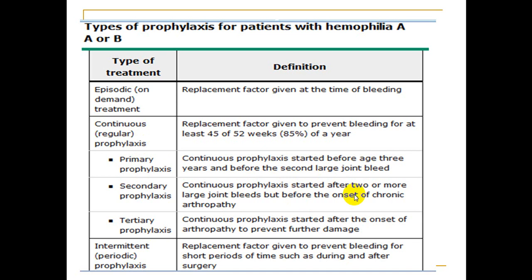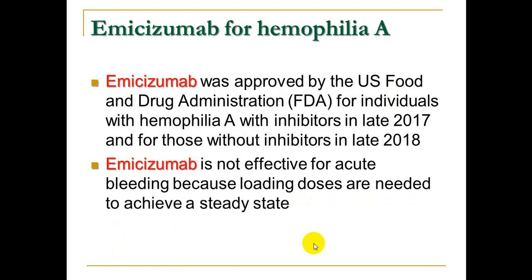Continuous prophylaxis started after 2 or more large joint bleeds, but before the onset of chronic arthropathy. Tertiary is usually after the start of chronic arthropathy, to prevent further damage. Intermittent periodic prophylaxis: replacement of factor given to prevent bleeding for a short period of time, such as surgery.